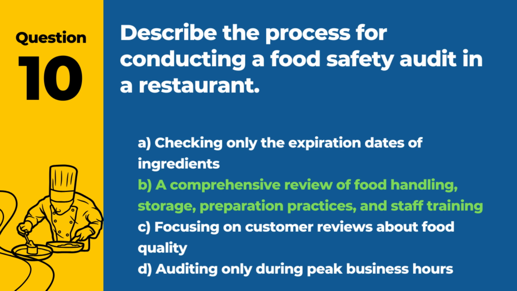Answer B. A comprehensive review of food handling, storage, preparation practices, and staff training. Conducting a food safety audit in a restaurant involves a thorough examination of all aspects of food safety, including food handling, storage, and preparation practices, along with assessing staff training and knowledge of food safety principles.